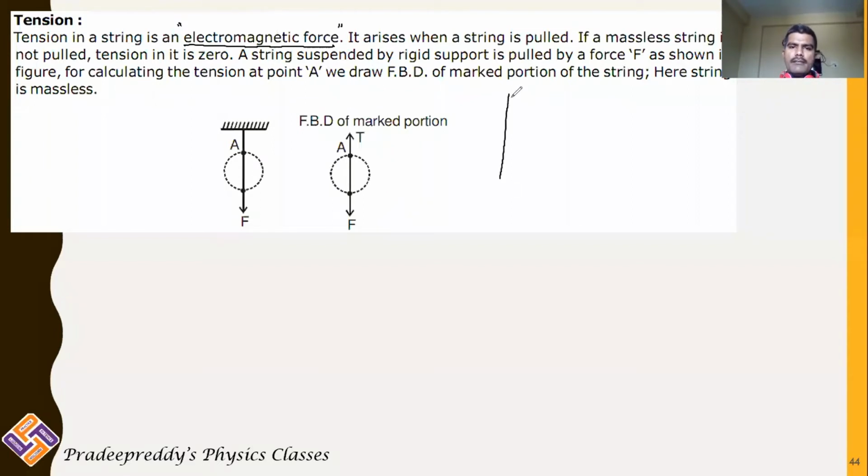You have a wire, and this wire is made up of some material. It can be copper or aluminum, any material. This wire consists of atoms as well as molecules, right? So in this wire, there are a few atoms. Let me consider these as the atoms which are present in the wire.